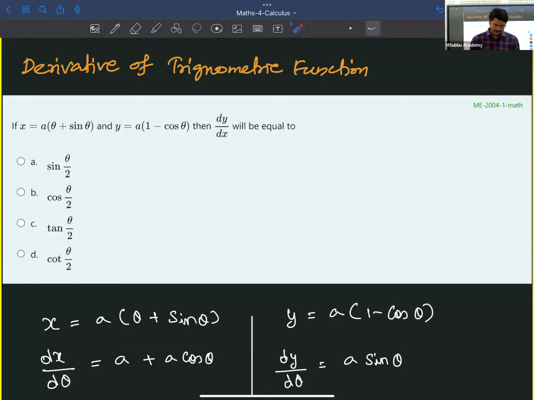Okay. Good morning to everyone. So today we'll look into three topics as we discussed in the last class. Those three topics are calculus, differential equations, and Laplace transforms. First we'll go with the calculus part.